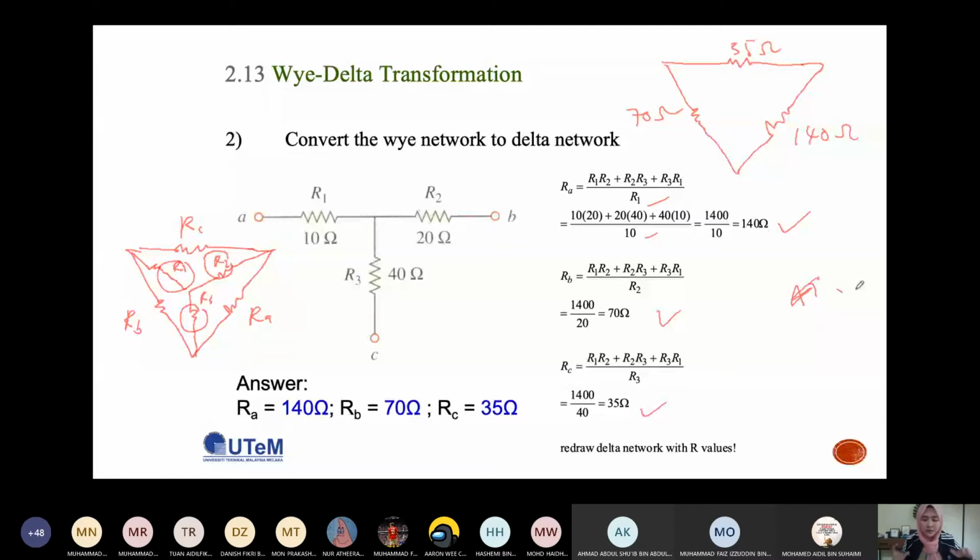So now let's look at an example where you can see where this Wye-Delta transformation is very useful.